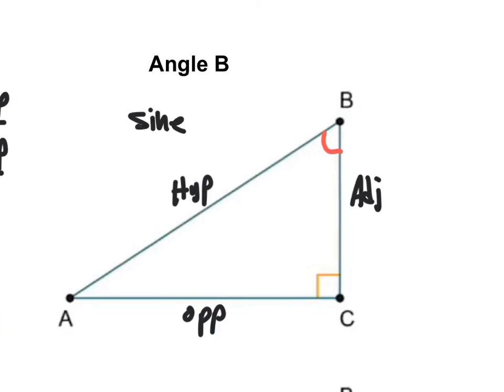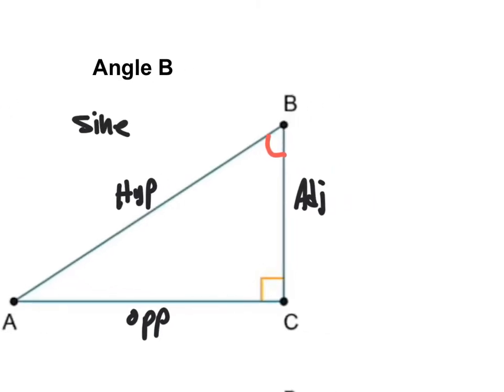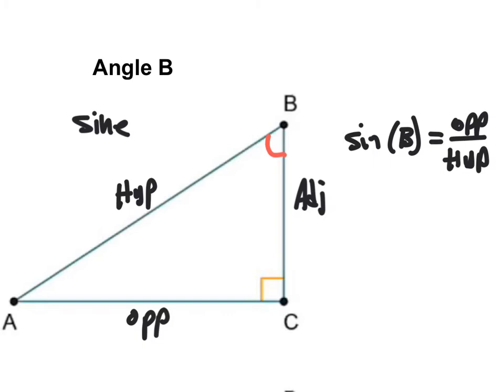If I did sine of angle B, that would still be my opposite side, just like we had on the other one, divided by my hypotenuse. And if we were to get technical here, let's do sine of B would be my opposite side, which would be AC, divided by AB. And that's just doing it around angle B, a different angle.